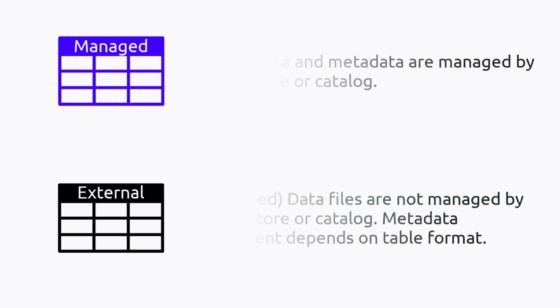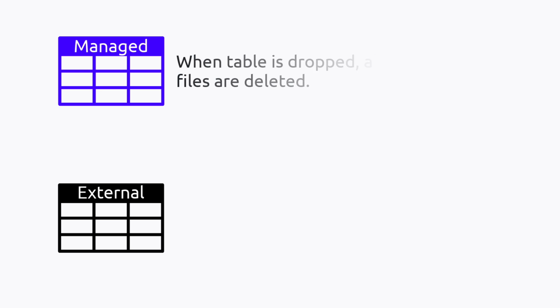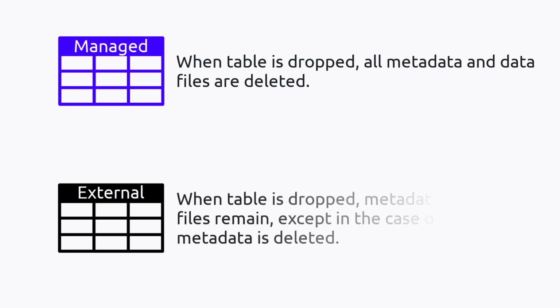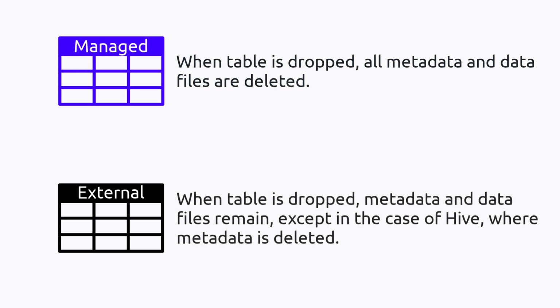The key difference between managed and external tables is what happens to the data files when a table is dropped. In the case of managed tables, when a table is dropped, all of the accompanying metadata and data files are deleted. For external tables, when a table is dropped, the metadata and data files remain, except in the case of Hive. When you drop an external Hive table, the metadata is deleted, as you'll see later.